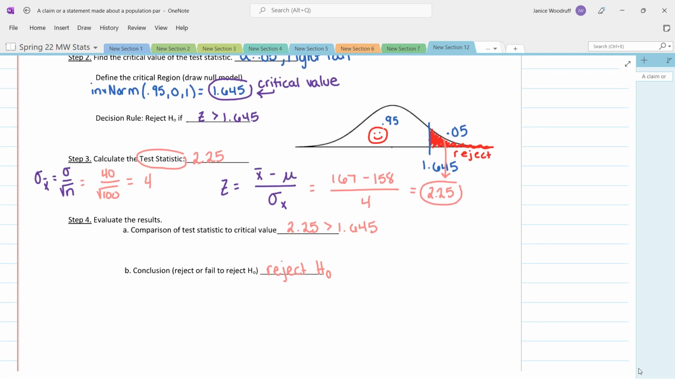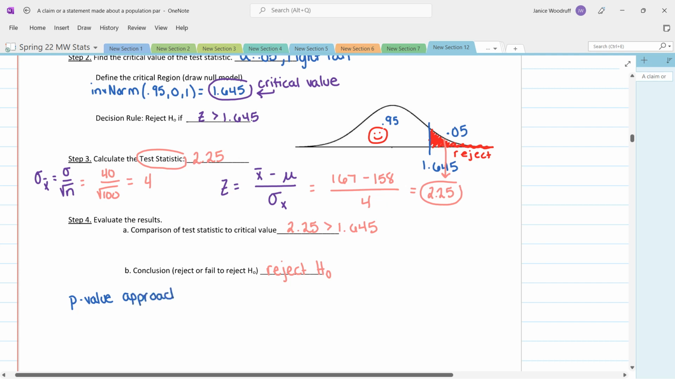Okay, here's how you do the p-value approach. So that was using the critical value. I like it because you can clearly see where that z-value lies. This one, you do all of this anyway. You have your significance level of 0.05. You need to find p, so you need to find the probability for 2.25.